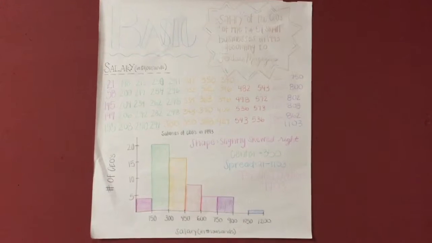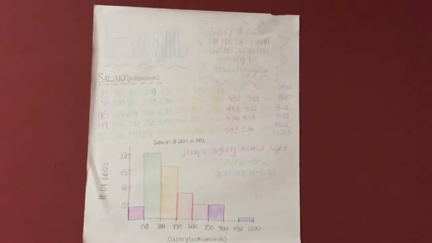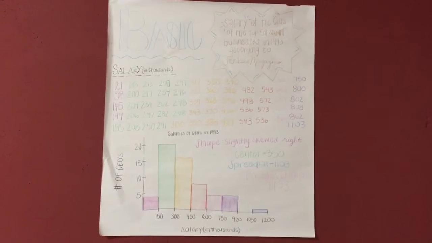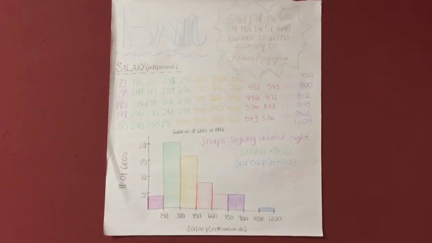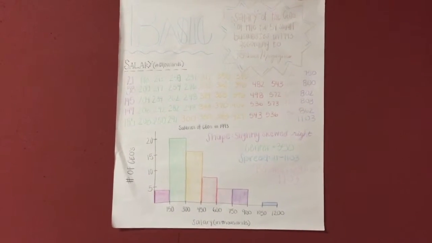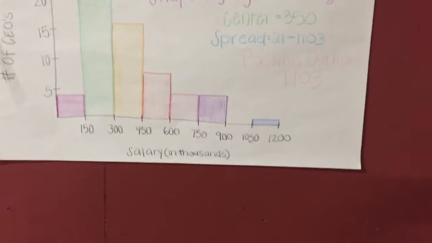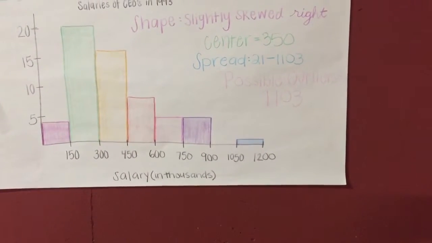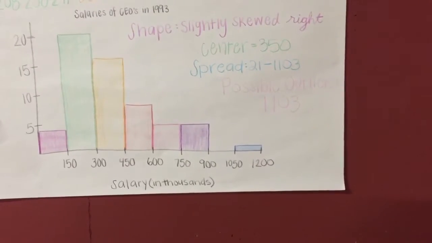our chart. We have a possible outlier, which is 1,103, and we can't consider it an outlier until we do an IQR test. But we can consider it a possible outlier because you can see that there is a small gap from most of the data to where 1,103 is located on the graph.